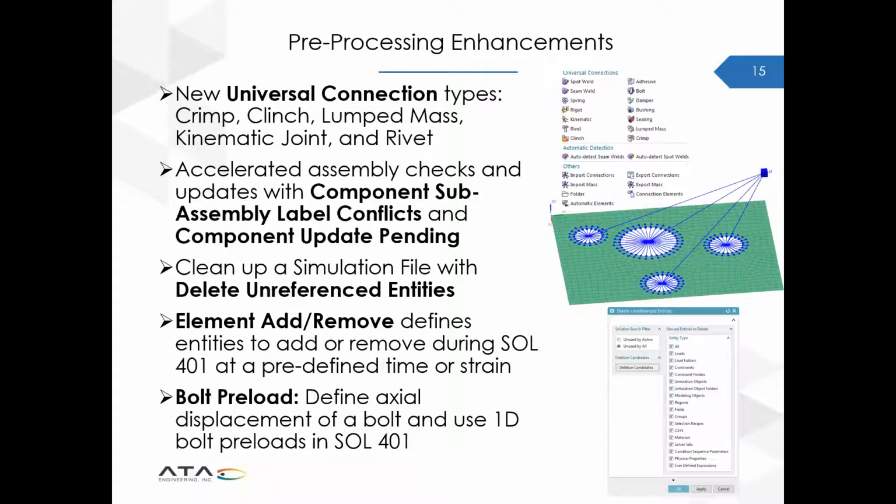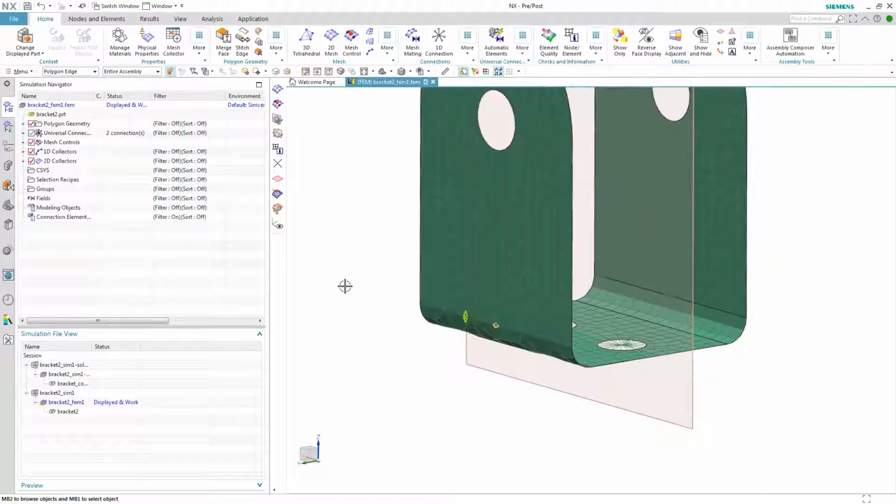This is targeting solution 401, where there's a new option to define entities that are added or removed at a predefined time or strain. And then we have two updates for bolt preload. You can now create 1D bolt preloads on bar or beam elements. So let's go take a look at just a few of these things back in NX now.